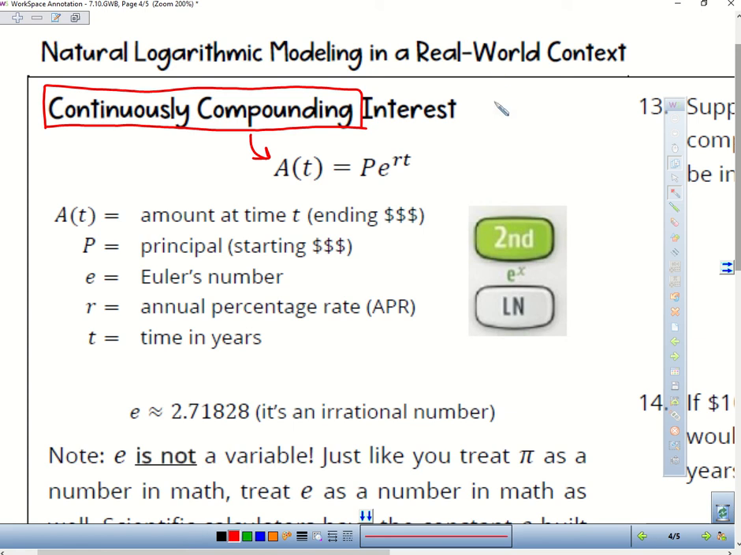So let's talk about what each of these letters represent. A represents the final amount of money you end up with. P represents the starting amount of money that you start with.